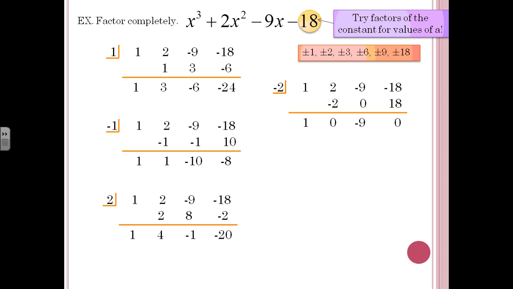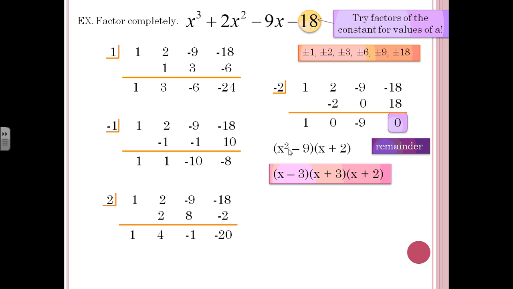All right, so if this is a remainder of 0, that means that this is the a for the binomial factor. So that means x plus 2 is going to be a factor. Remember to change the sign, right? But it also means that when we put these back as the coefficients, we end up having x squared minus 9 as a factor as well. But this is the difference of squares, and it said to factor completely. We can factor that even further to be x minus 3 and x plus 3. And then don't forget the x plus 2 that we got from this.